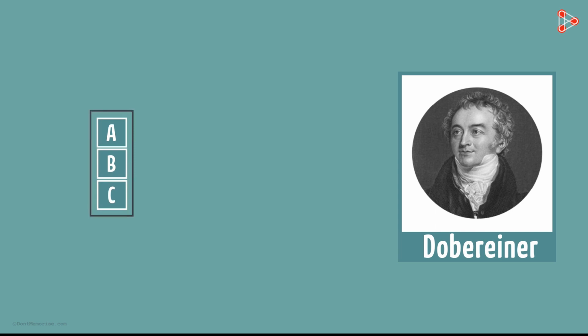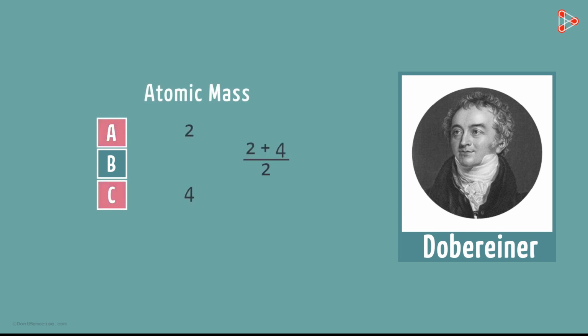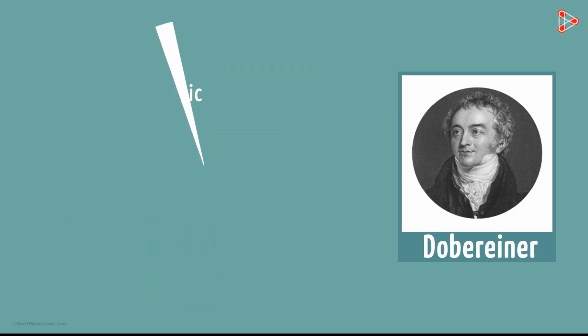Dobereiner arranged the set of 3 elements in such a way that the average of atomic mass of the first and third element in the set gave him the atomic mass of the middle element. In simple words, the atomic mass of the second element will be approximately equal to the average of atomic masses of the first and the third element.